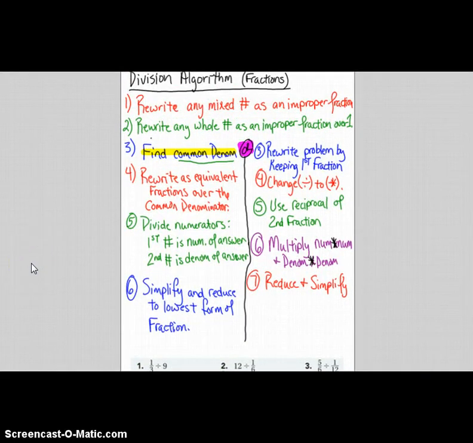Those are the two main strategies we have for dividing fractions and rational numbers. Let me know if you have any questions. See you in class.